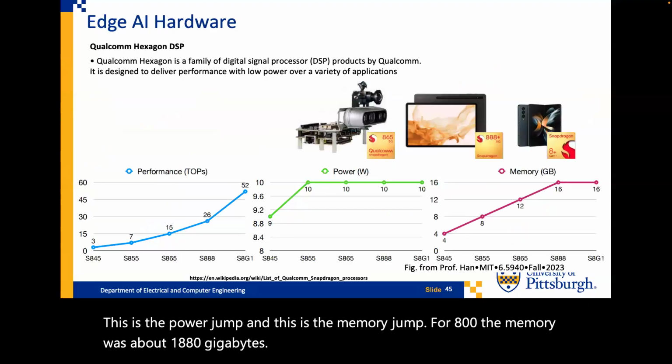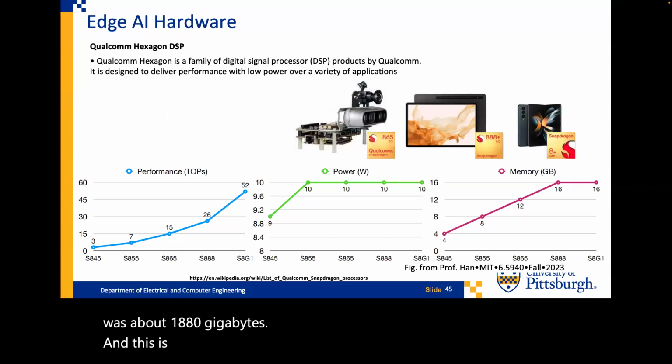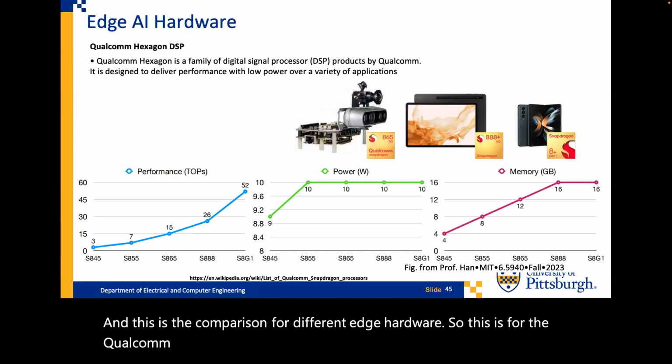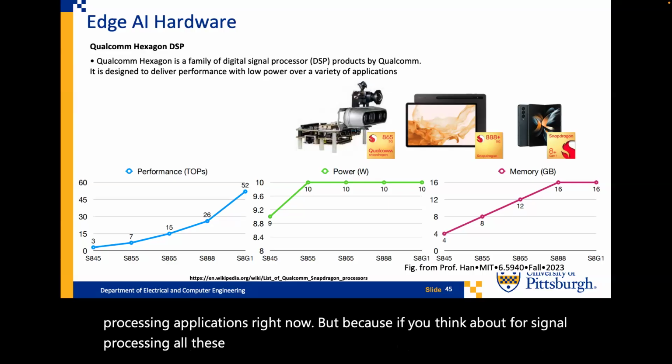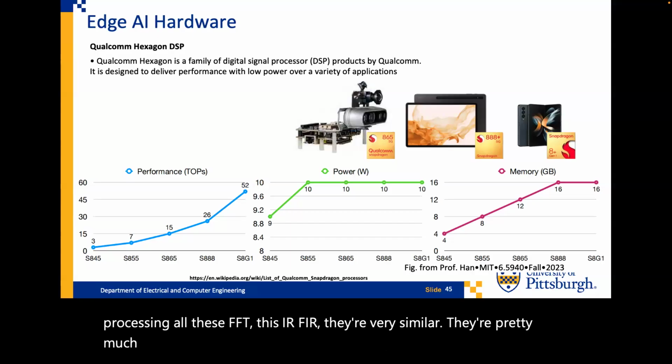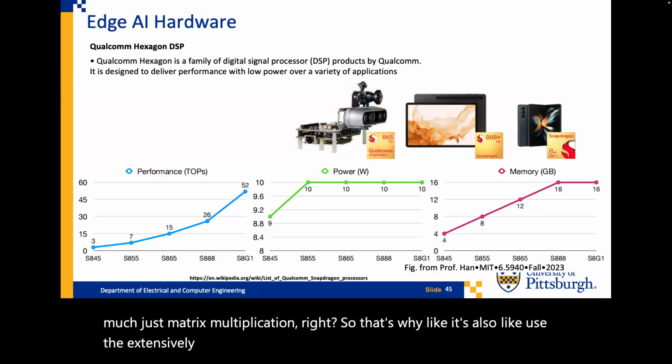And this is the comparison for different edge hardware. So this is for the Qualcomm DSP processor. DSP processors were used for signal processing applications. If you think about signal processing, all these FFT, IIR, FIR are very similar. They are pretty much just matrix multiplication, right? So that's why it's also used extensively in mobile platforms for all these AI applications.